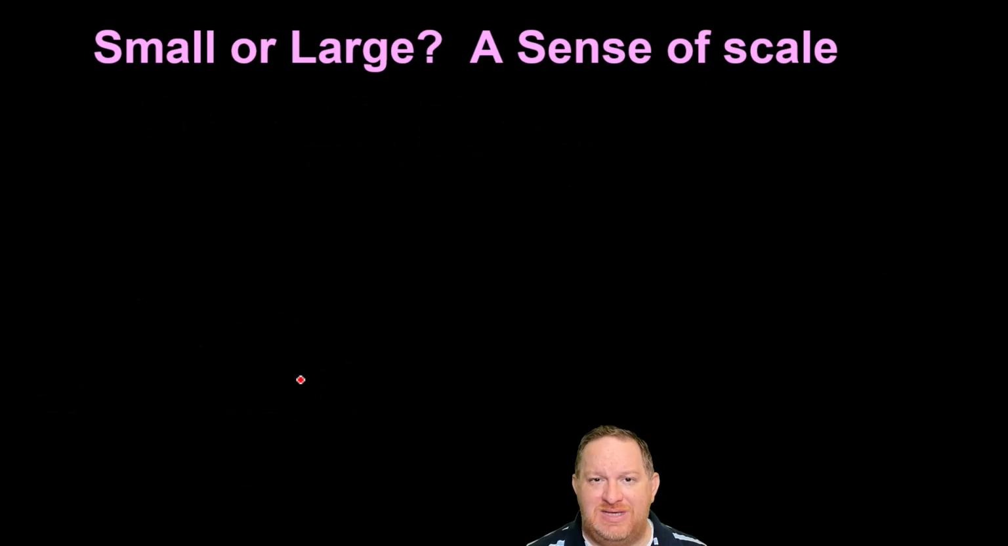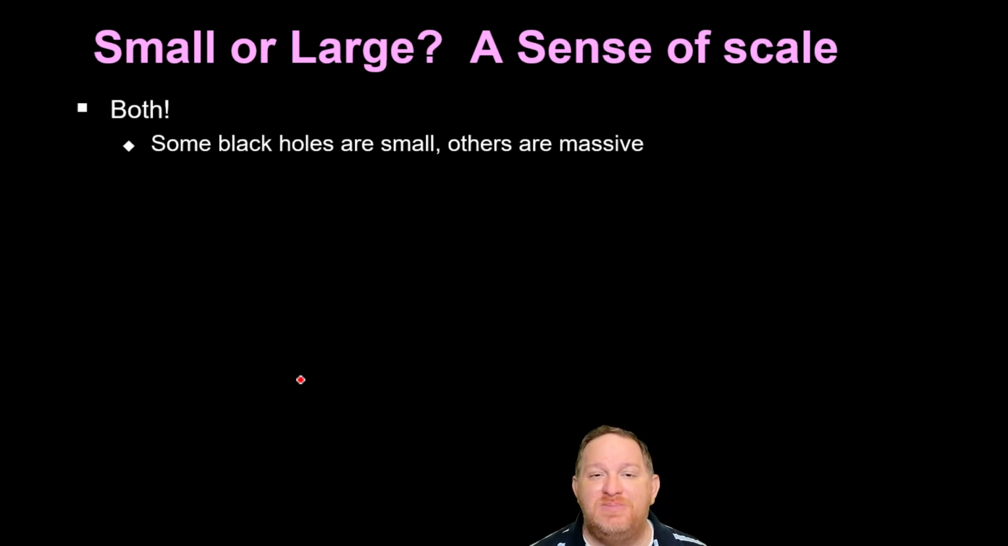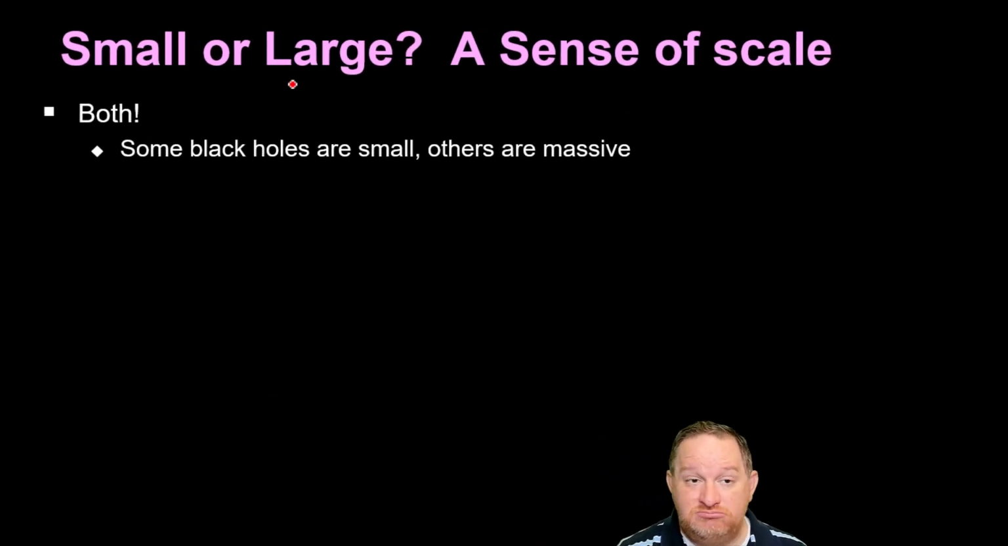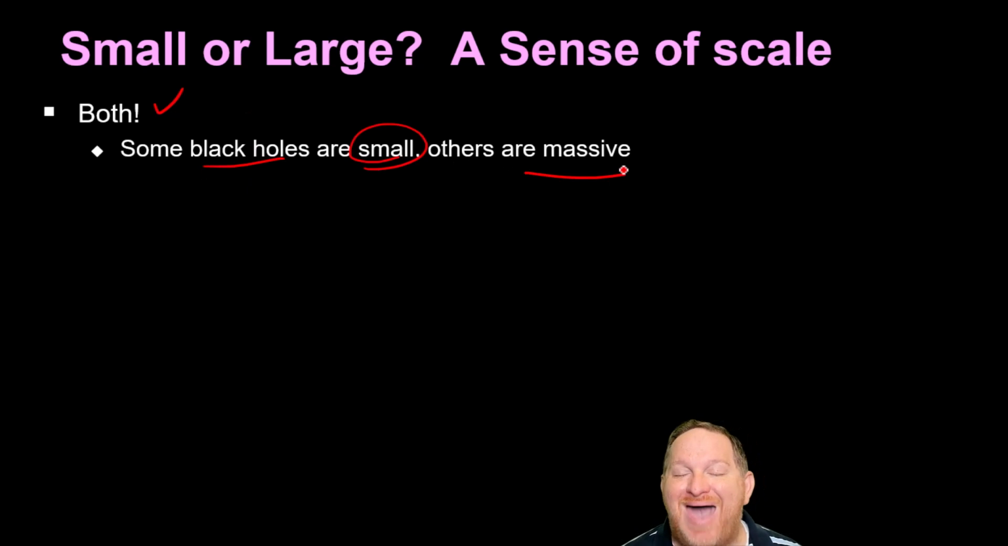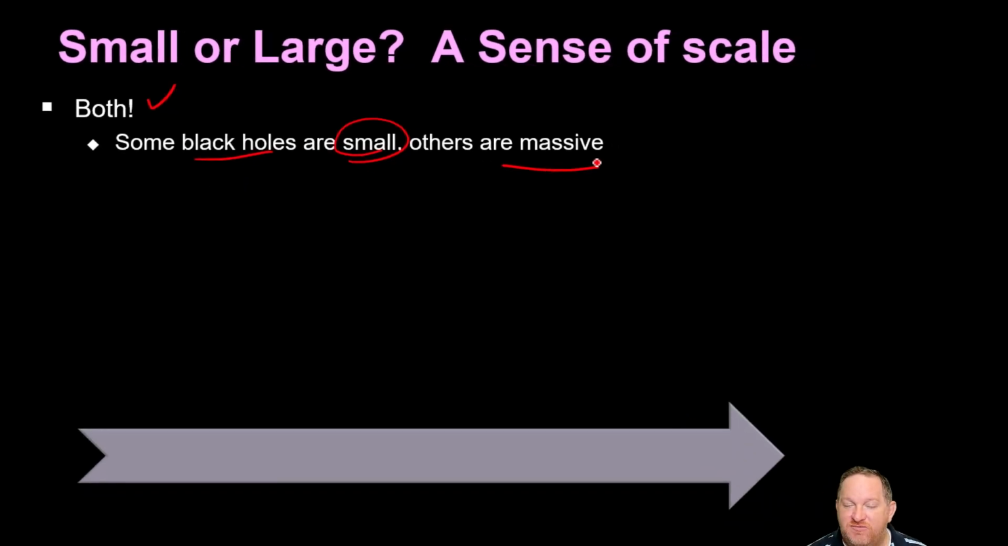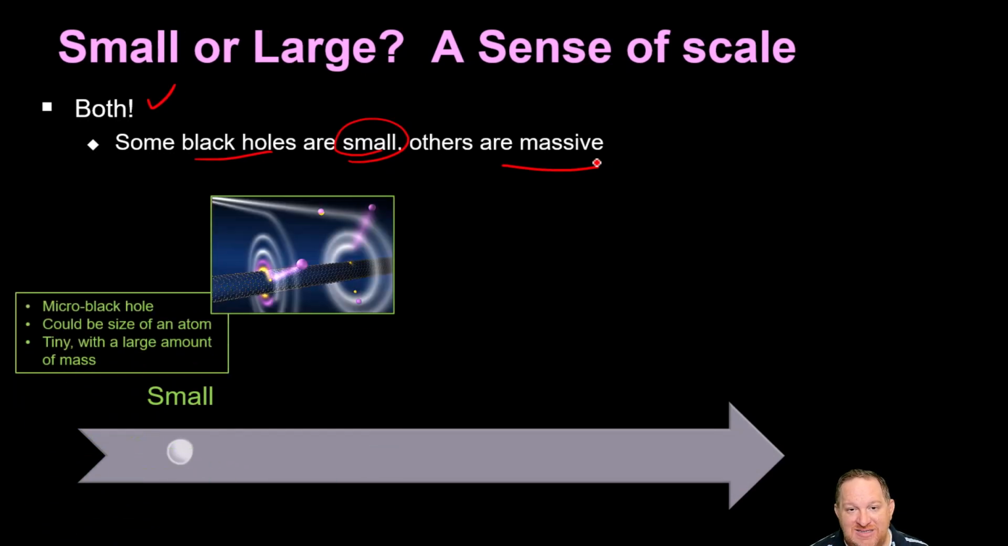So how big are these things? Let's get a sense of scale. Small, large? Well, it's actually both. Some black holes are very small. Others are massive. So let's go over the difference. I've made a little scale here. Some black holes, scientists hypothesize, are really small. We might call those micro black holes, and they could be about the size of an atom.